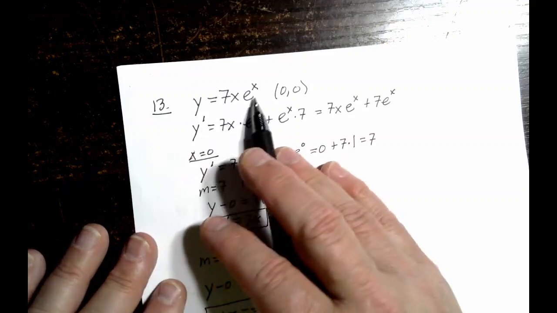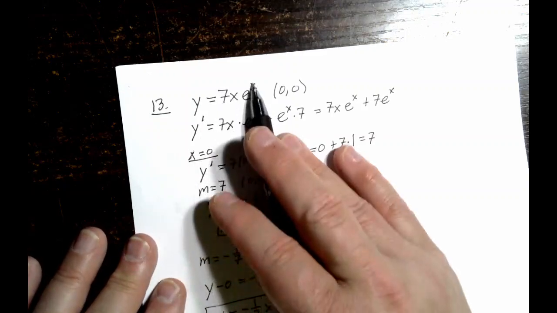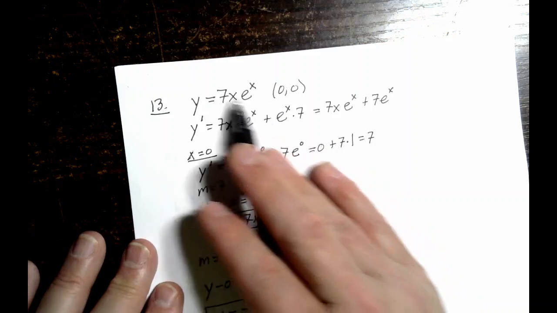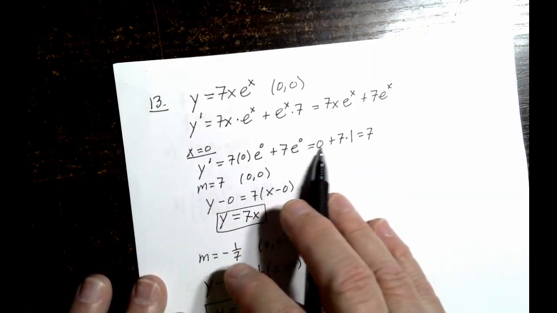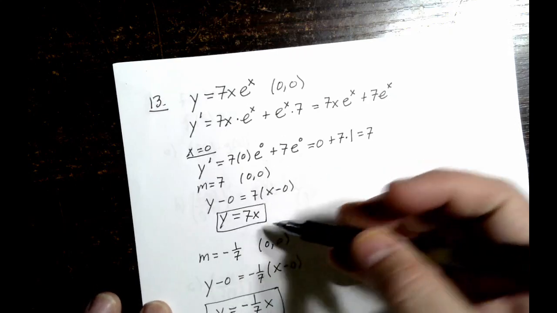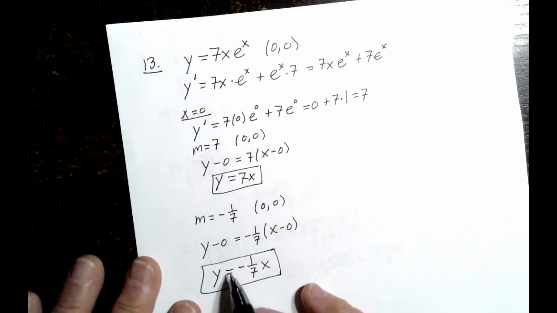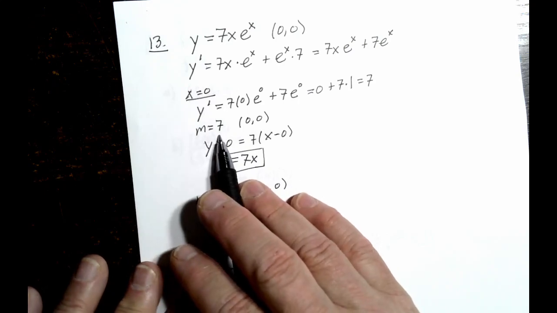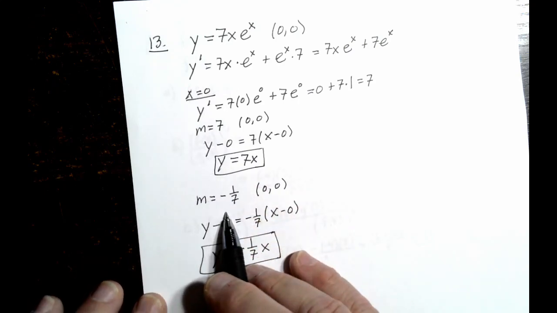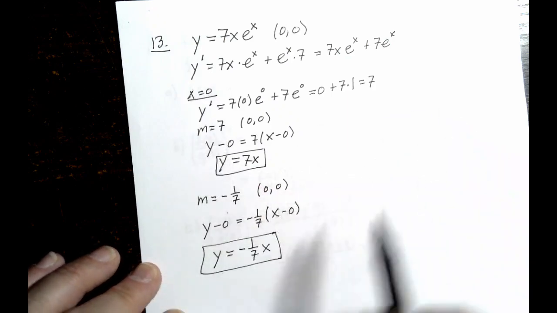You got 7x and e to the x, so first guy times derivative of the second plus the second guy derivative of the first. And it gives you that guy there. And when you plug in 0, you get your slope. And there you go. And it looks like they're also wanting to find the normal line, which has a negative reciprocal slope of the original tangent line slope. So minus 1/7 versus positive 7.